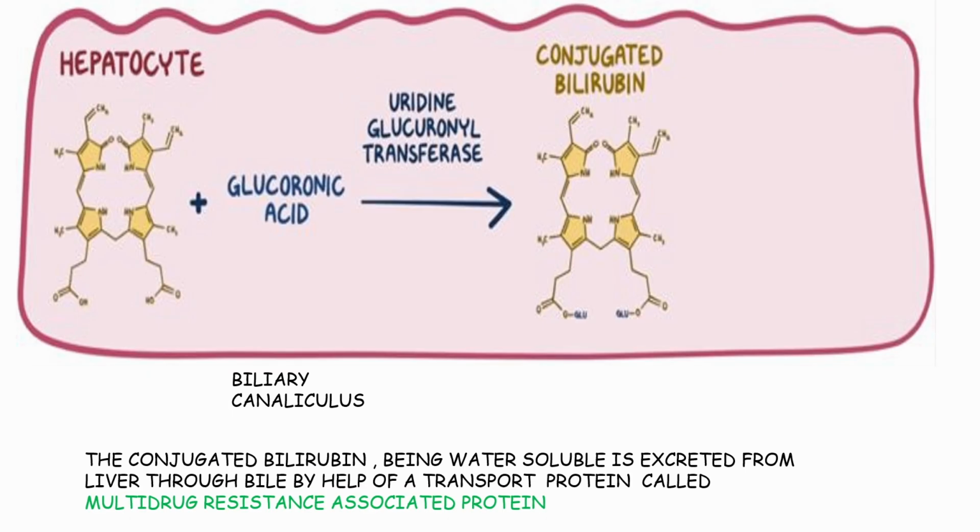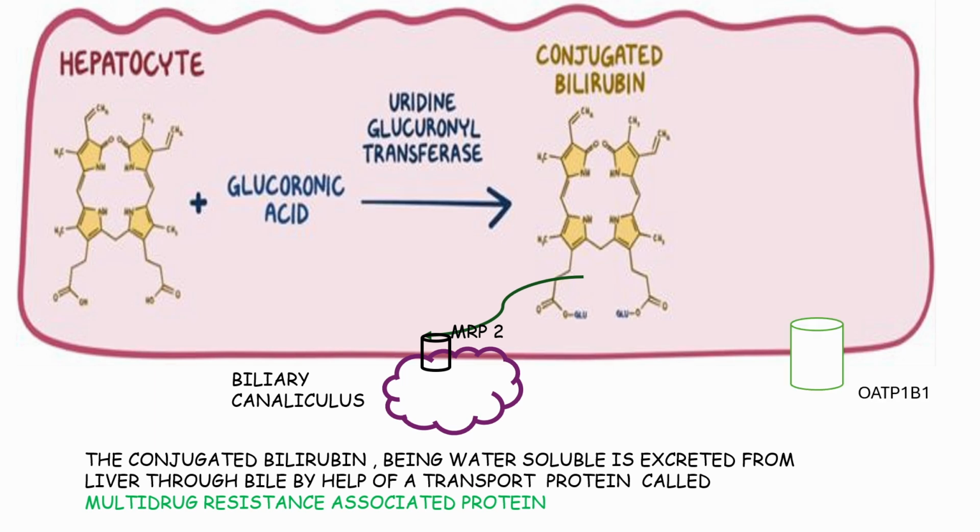Conjugated bilirubin thus formed is excreted through the bile, and the transport protein involved is called MRP2, or multidrug resistance associated protein, and it helps in the transportation of bilirubin across the biliary canaliculus. Another transport protein called OATP1B1 is also involved in transportation of bilirubin in the intrahepatic circulation. The clinical significance of this is that mutations of these two transport proteins are seen in some of the congenital direct hyperbilirubinemias like Dubin-Johnson syndrome and Rotor syndrome.